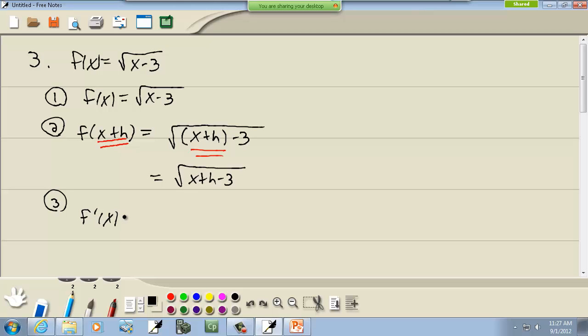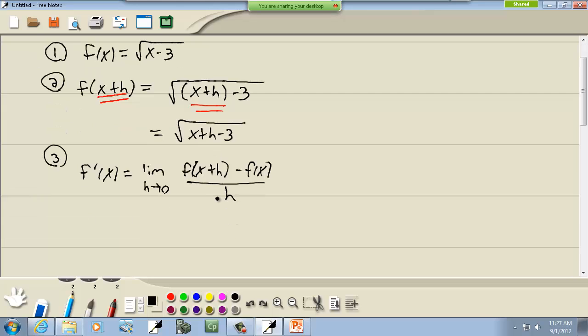And then our formula. Our formula says the derivative is equal to limit as h goes to 0 of f of x plus h minus f of x all over h. So let's plug in what we're given. So we got the limit as h goes to 0. F of x plus h is this right here. So we'll get square root of x plus h minus 3 minus f of x, which was square root of x minus 3, all over h.